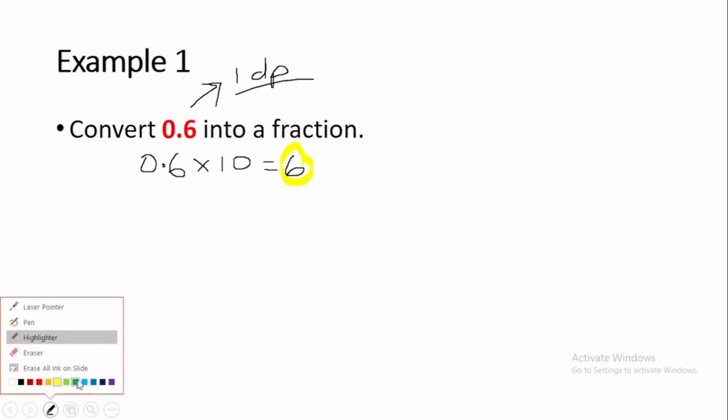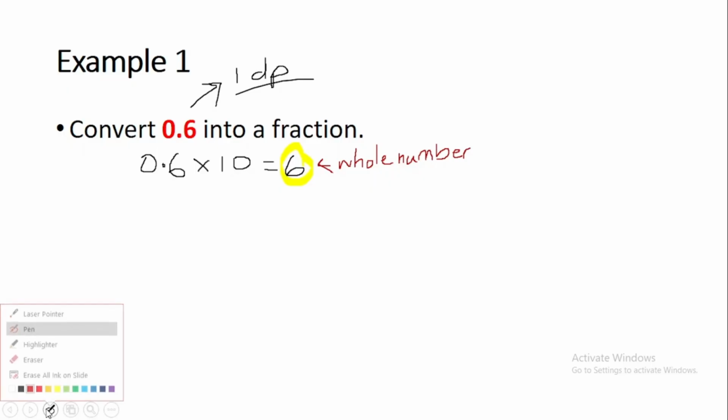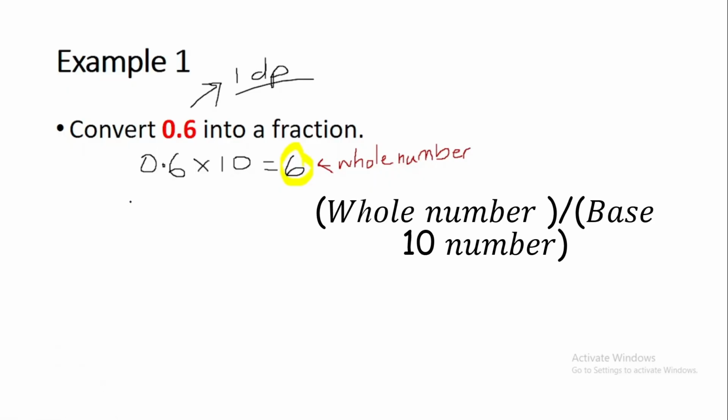So now that we have our whole number, we are going to convert that now into a fraction. And just as in the step before, we are going to put that number over the base 10 number that we multiplied by. So if we put the whole number over the base 10 number that we multiplied by, we will get this fraction right here. It'll just be 6 over 10.